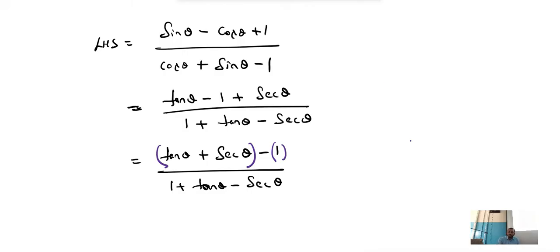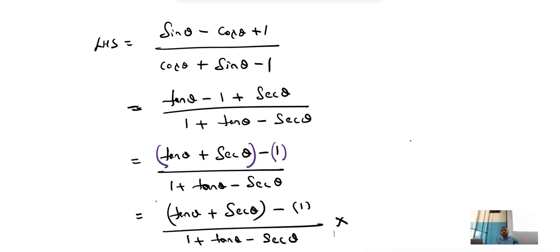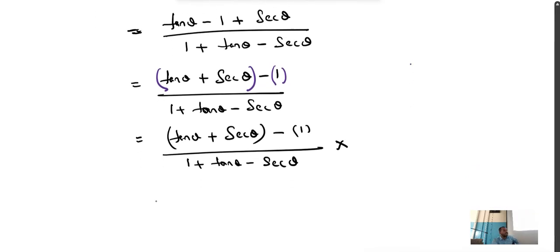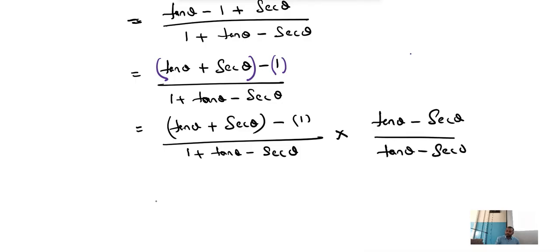Now what I'm doing here: tan theta plus secant theta minus 1 divided by 1 plus tan theta minus secant theta. For this one step, if you are able to remember it, then your answer is very easy. If you can't remember, it is difficult. Now itself I'm telling you, this one step you have to do. Multiply and divide by tan theta minus secant theta.